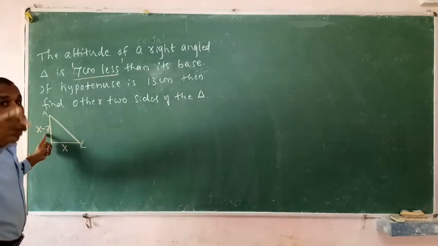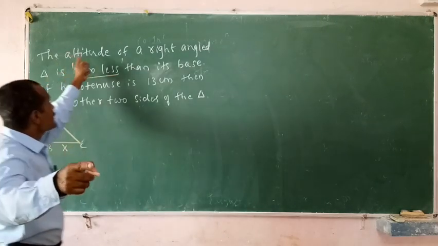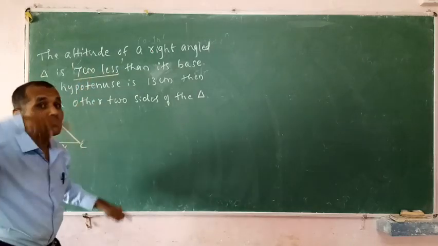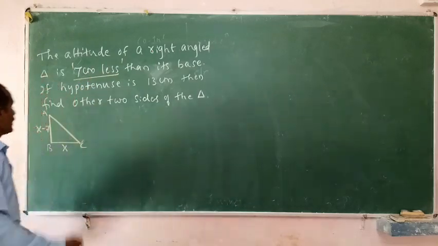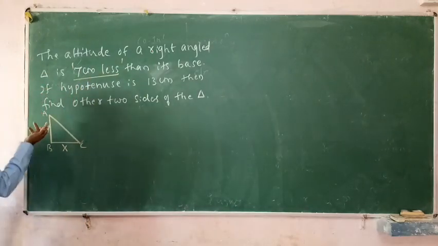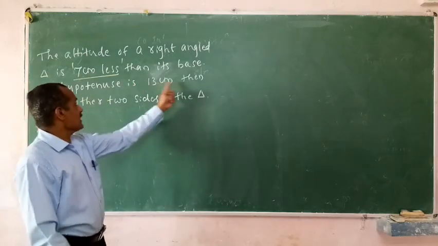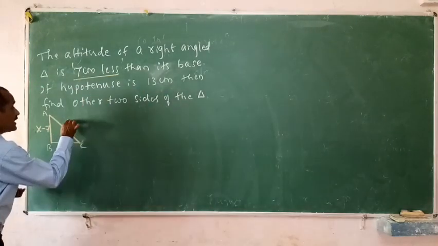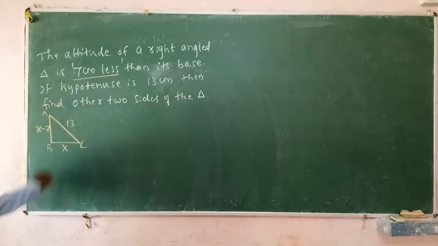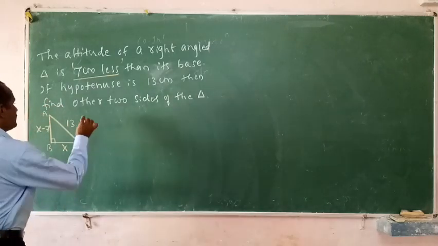By chance, if the problem is given as altitude of right angle triangle is 7 centimeter more, you have taken x and x plus 7. Further, they say hypotenuse is 13. Find the other two sides. This is a right angle triangle. You can apply the Pythagoras theorem.